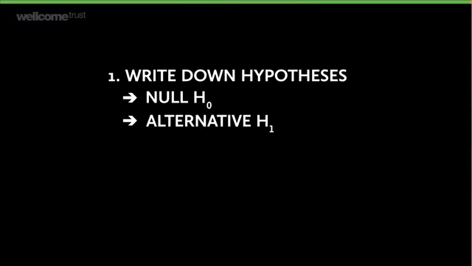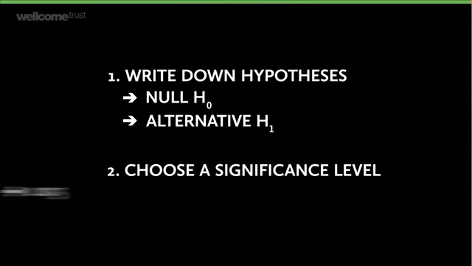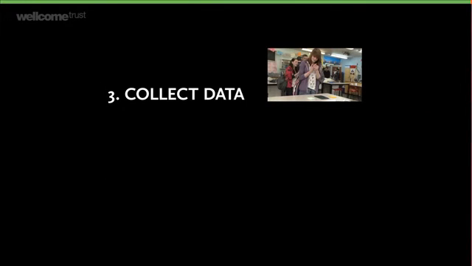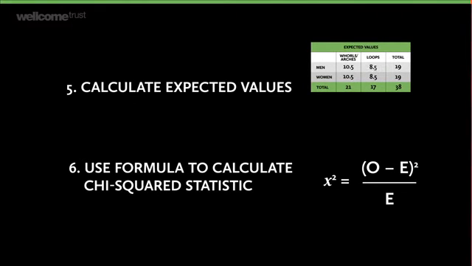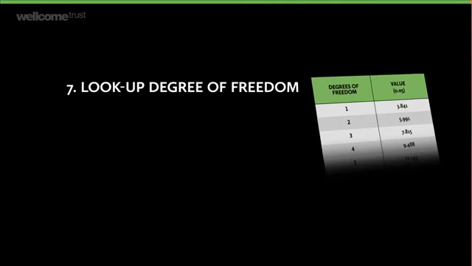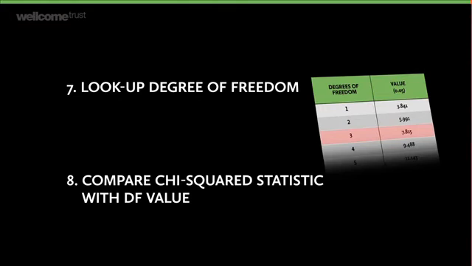So, to recap, here are the steps required for a chi-squared test. Write down your hypotheses and choose a significance level of 0.05, unless you have a good reason not to. Collect your data and collate them into a table. Work out the expected value for each cell and use the formula to figure out the chi-squared statistic. Find the right table for your number of degrees of freedom and compare your statistic to the appropriate value in the table. Finally, decide whether to reject or accept the null hypothesis and write down your conclusion.